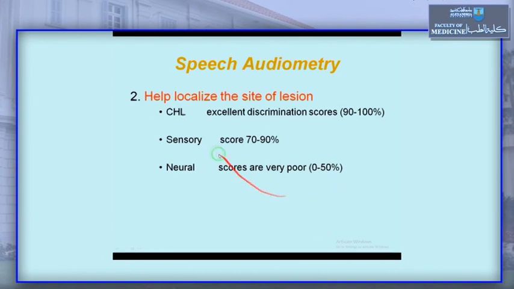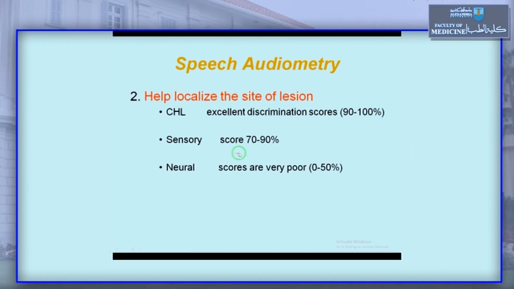Why? Because in conductive loss, the only problem of the patient is the loudness of the sound. If you just increase the loudness, then the patient can repeat all the words correctly, exactly like the normal individual. But for cochlear loss, the problem is different.